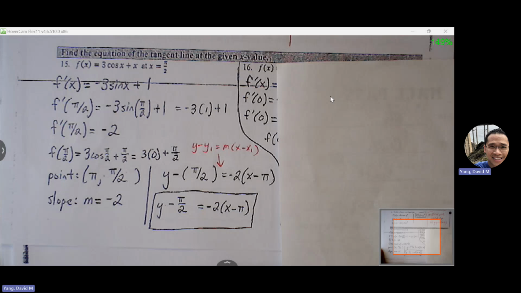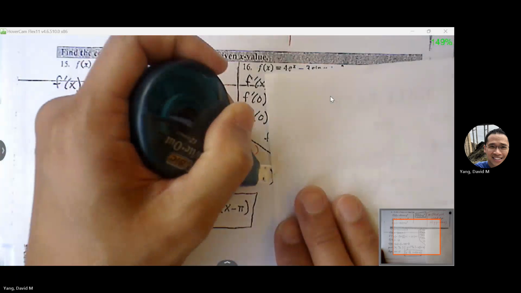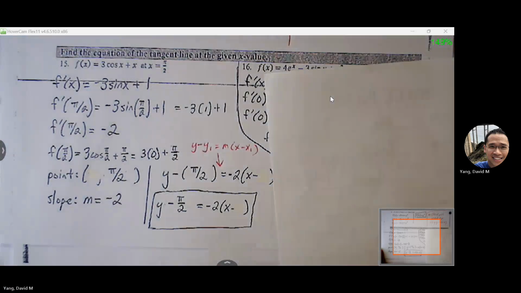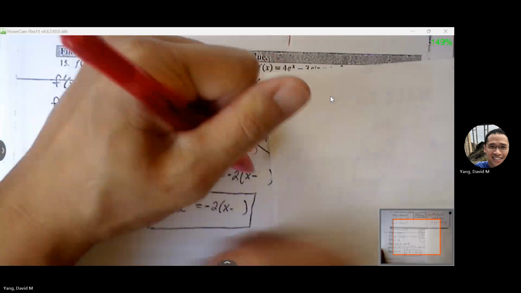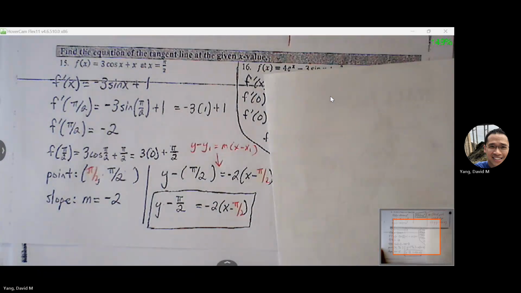How do you get pi for the x value? Oh, sorry, it should be pi over 2. You get pi over 2, comma pi over 2? Yeah. Sorry, thank you. Okay, is that what you guys got?